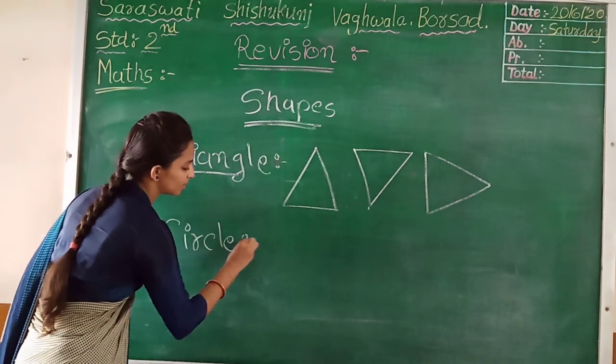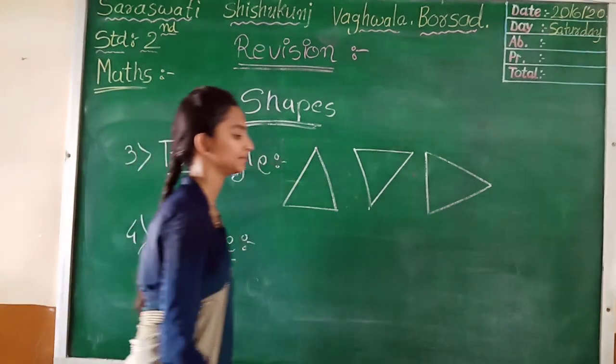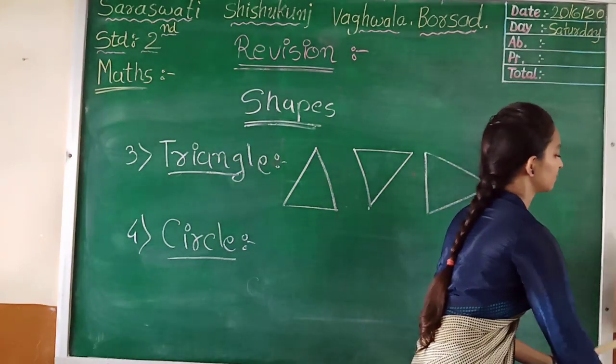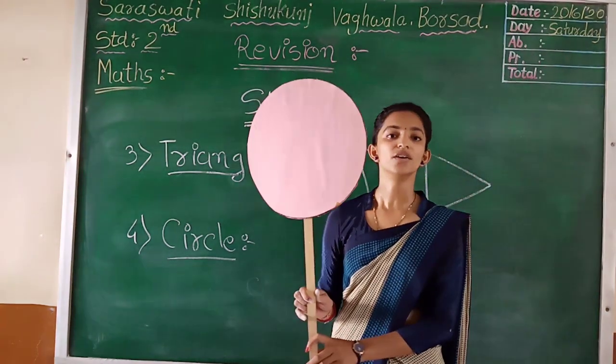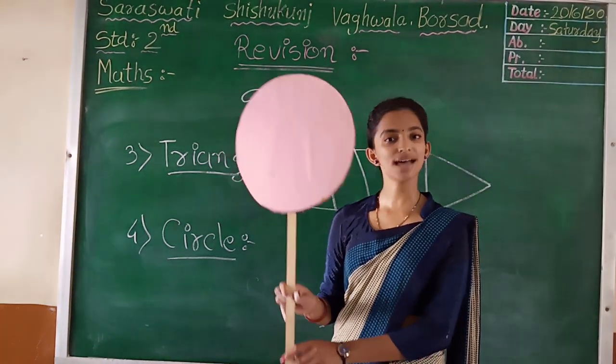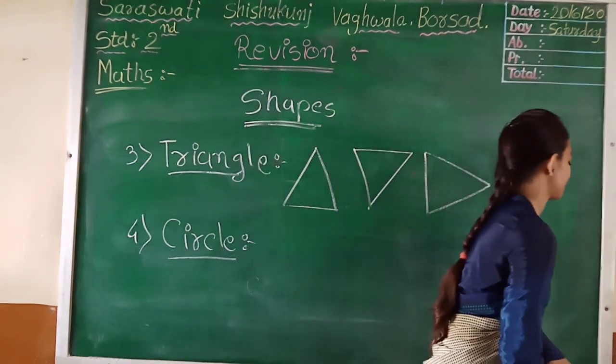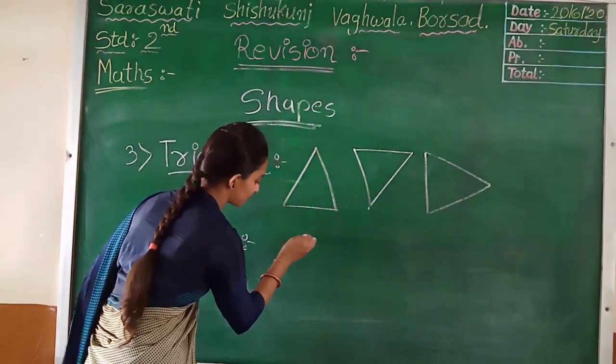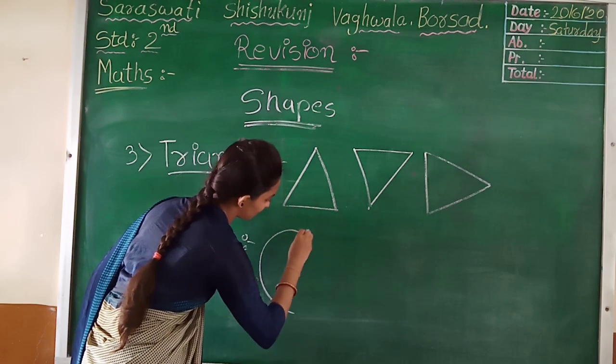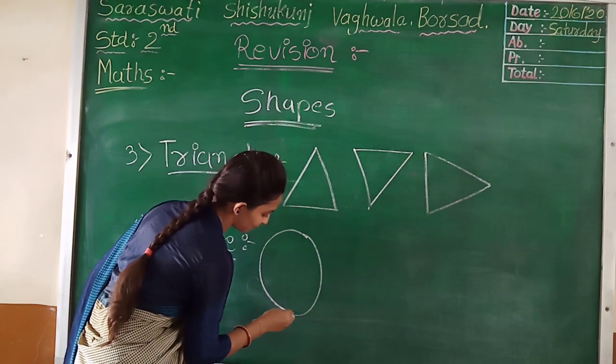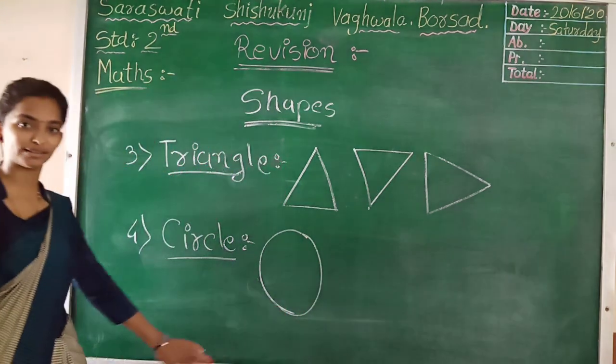Now see the last example, whose name is circle. C-I-R-C-L-E. Circle. See student, which shape is this? Circle.